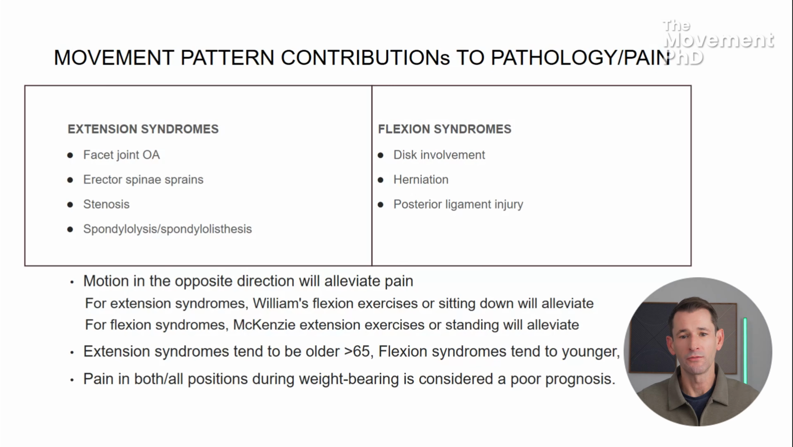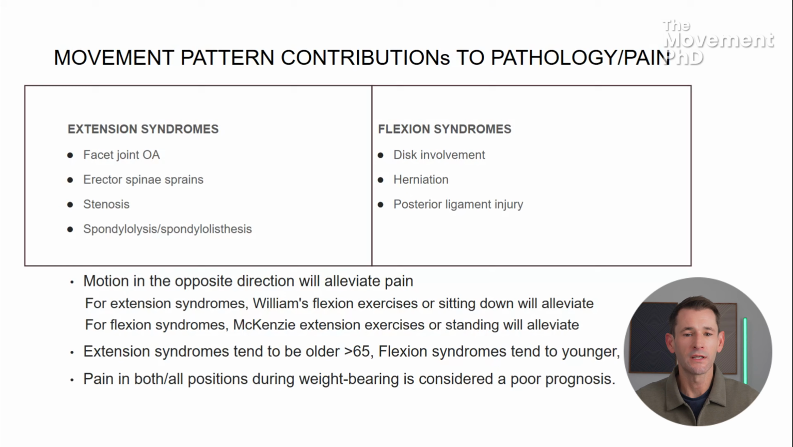So because we have an increase in that anterior compression of that intervertebral disc, herniations and bulges are common examples of flexion syndromes. You could also get some posterior ligamentous injuries, so more acute flexion syndromes because of too much load in flexion, picking up a heavy object. You could pop that interspinous ligament or that supraspinous ligament.